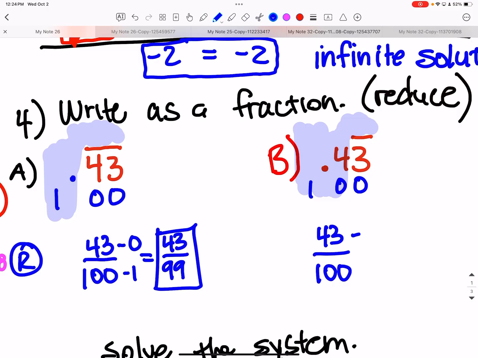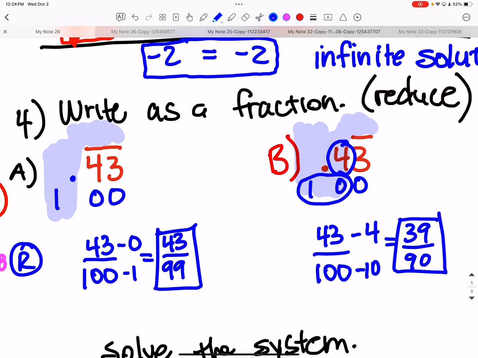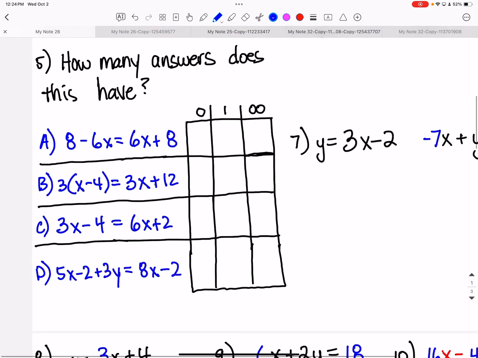Let's see. In this one, more stuff gets hit by rain. The 4 gets hit by the rain in the 43, so we throw it away. So now 43 is only 39. In the 100, 10 gets hit by rain, so this is not 100 anymore. This is 90, and that is the fraction. How many answers does this have?